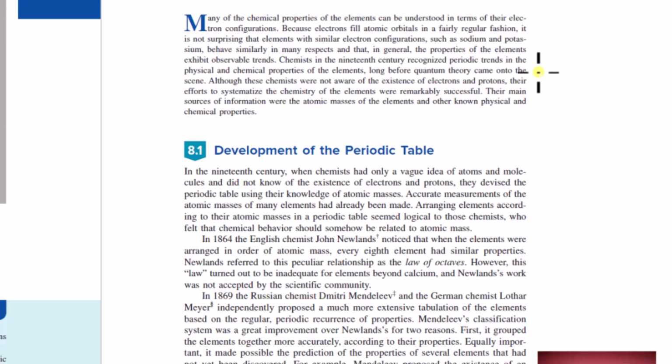When they ordered them this way, there was also a pattern where every eighth element had the exact same or very similar properties, right? If you got to a very stable gas, then go 8 heavier elements later, and you got another very stable gas. Go 8 elements heavier than that, you have another very stable gas.